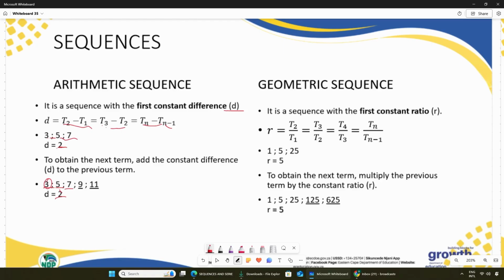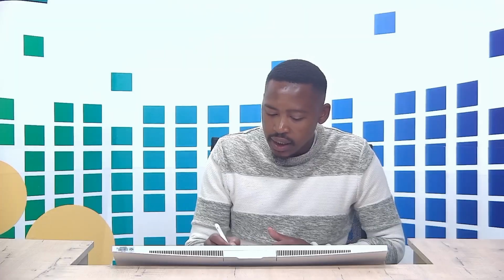Okay, now let's check the geometric sequence. A geometric sequence is a sequence with a constant ratio. That simply means when you divide two consecutive terms, you must get a ratio that is constant. The constant ratio is denoted by R in a geometric sequence. To get R, it is term 2 divided by term 1, term 3 divided by term 2, term 4 divided by term 3. If you notice, it is always the next term divided by the previous term.